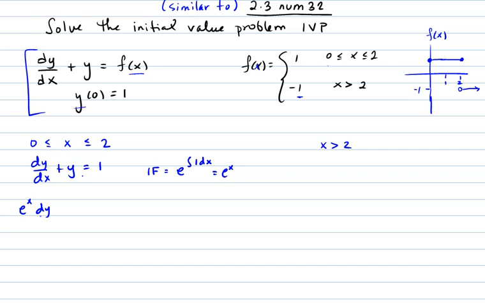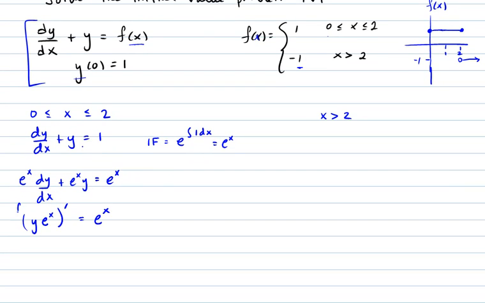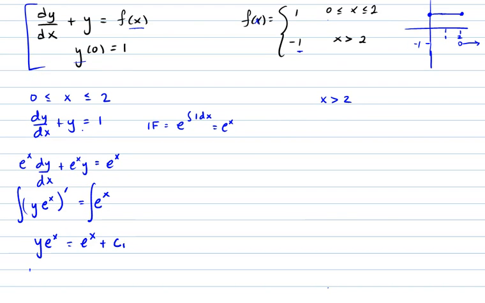Multiplying times it gives me e to the x dy dx plus e to the x y equals e to the x. On the left-hand side, I have y e to the x prime. And on the right-hand side, I keep my e to the x. I can integrate both sides and have y e to the x is equal to e to the x plus c. Let's call that c1, because we'll have another c appear later. Now, I can finally solve for y here. y is equal to 1 plus c1 e to the minus x, if I multiply by e to the minus x.